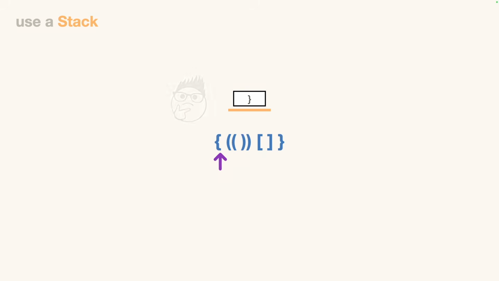Now I just move to my next iteration. I have an opening parenthesis. So what I want to do is store a closing parenthesis on my stack. Again, next iteration, I have an open parenthesis. So I store another closing parenthesis on my stack. Now here's where things get interesting.